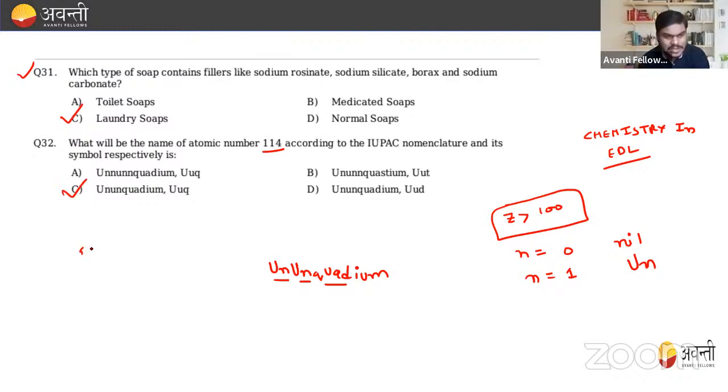In a similar way, just try to write the name for 101. What is the IUPAC name for this atomic number, beta, 101? Again, 1 means un, and 0 means nil. So that is un-nil-un-ium, unnilunium. Right. So this is the correct IUPAC name for this atomic number. So for any atomic number whose value is greater than 100, we can use this rule to write the IUPAC nomenclature. I hope it is clear to everyone, right?